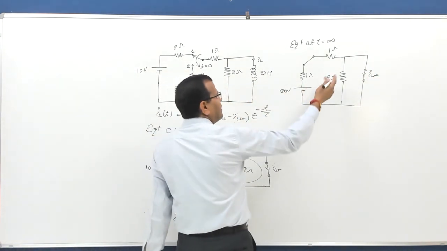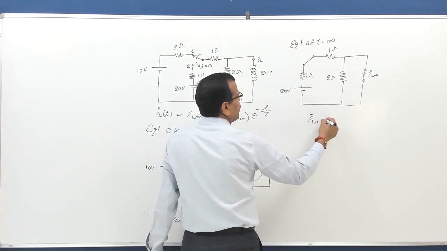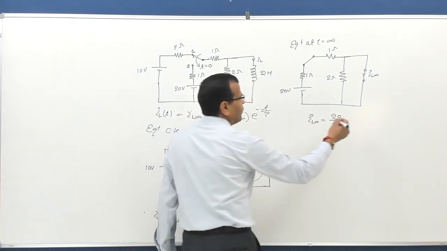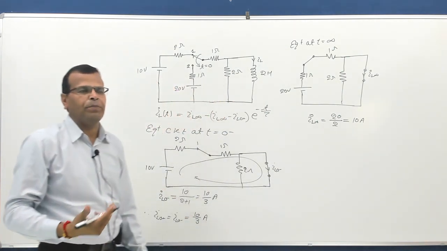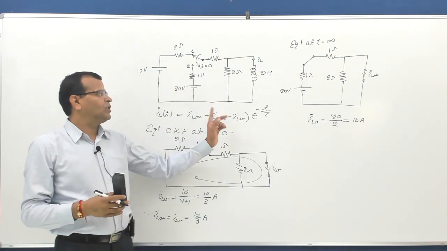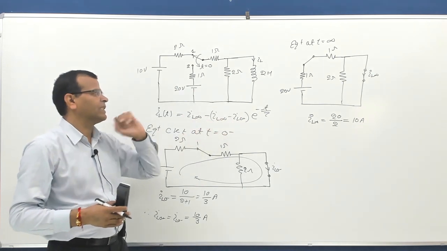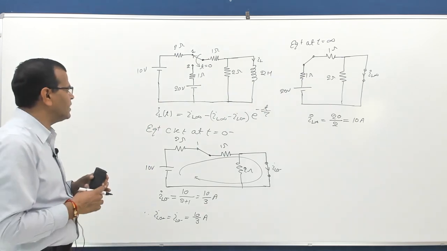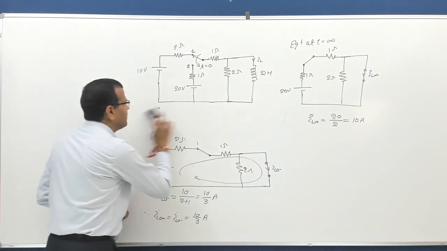So from this circuit, of course, you can calculate the current IL infinity equal to 20 by 2. And of course, that's very simple to calculate. That's 10 ampere. So out of these 3 parameters, I have calculated this and this. Now I have to calculate tau. So let us see how to calculate tau.